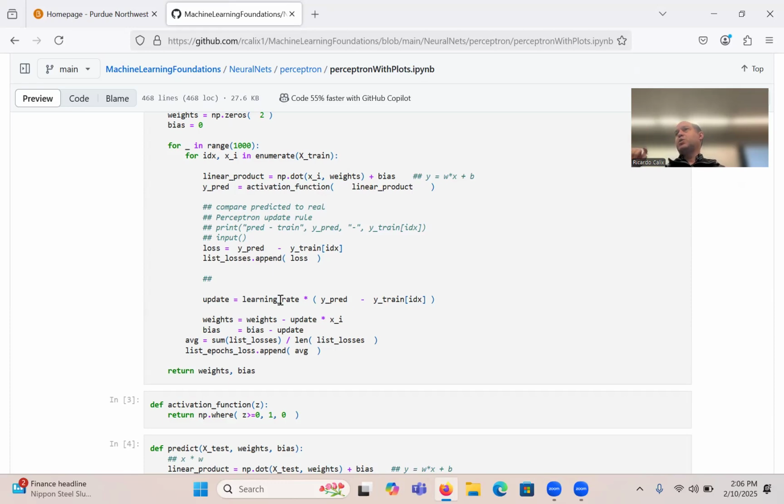times the actual sample times the difference between the predicted and the real. And we'll see that there. So that's broken up here into parts, but that could have been written as one single thing. You can see that here. Learning rate is one parameter. This is another parameter, and that becomes update. And then this update here is multiplied times the sample. All right, so it's made up of three things.